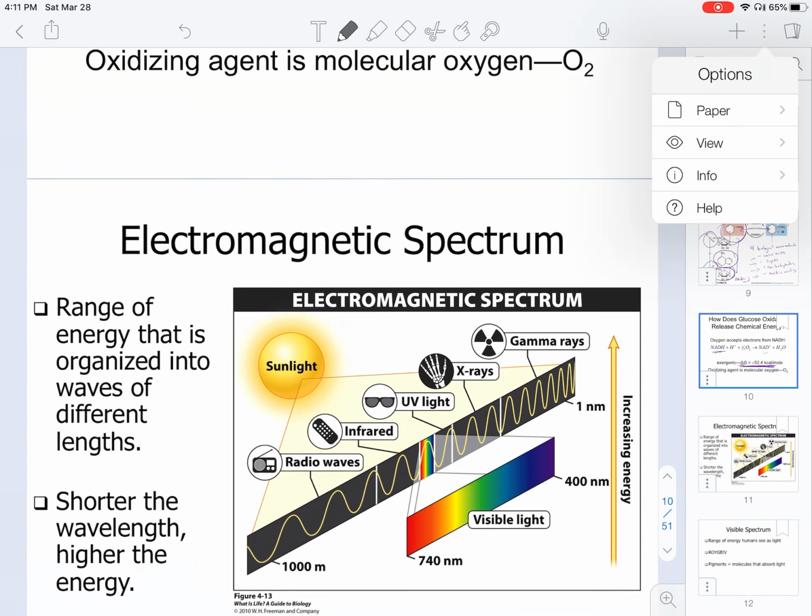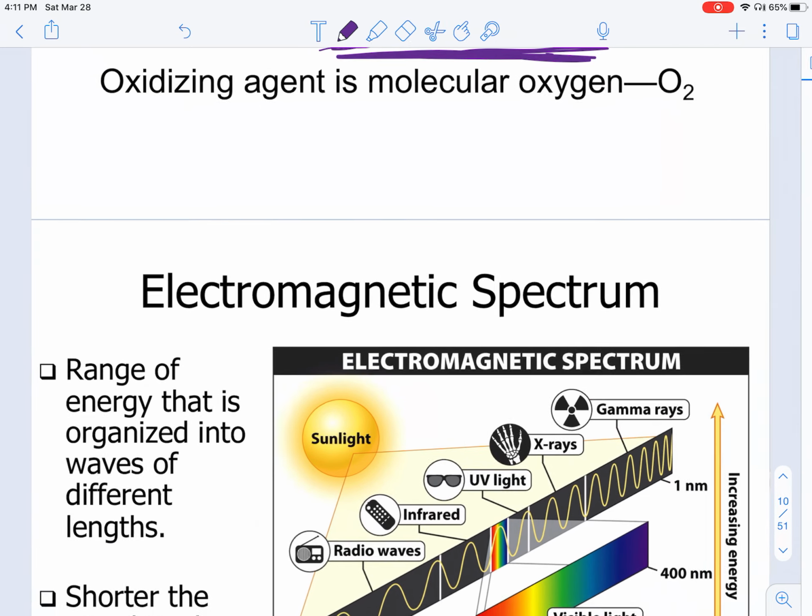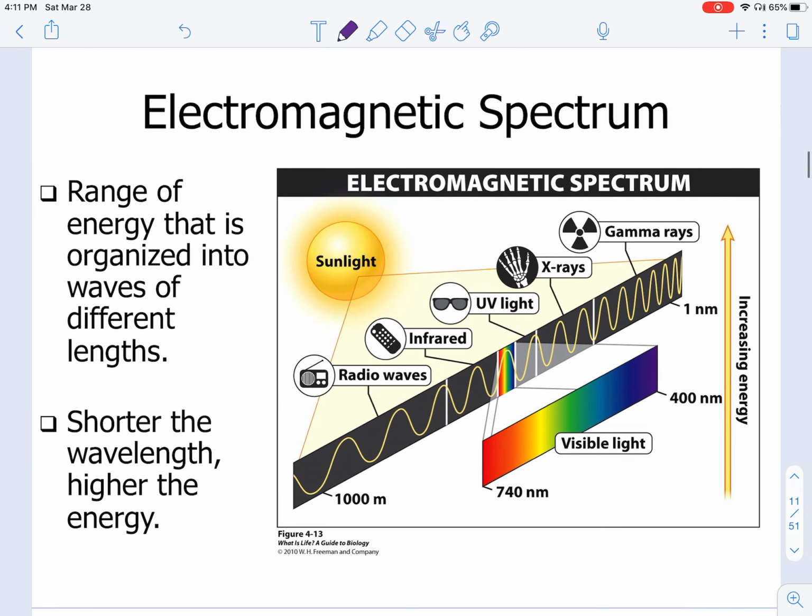Electrons are where the money is, and so whenever we do these types of metabolic activities, we should follow those electrons because that's going to be where the payout is.